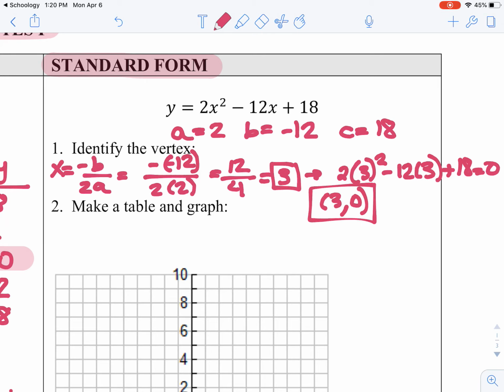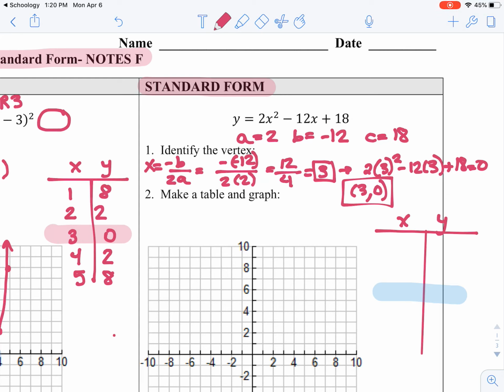I can then make a table. Two numbers smaller, 2 numbers greater. I'm going to plug those numbers into my original equation. 18, 2, 2.